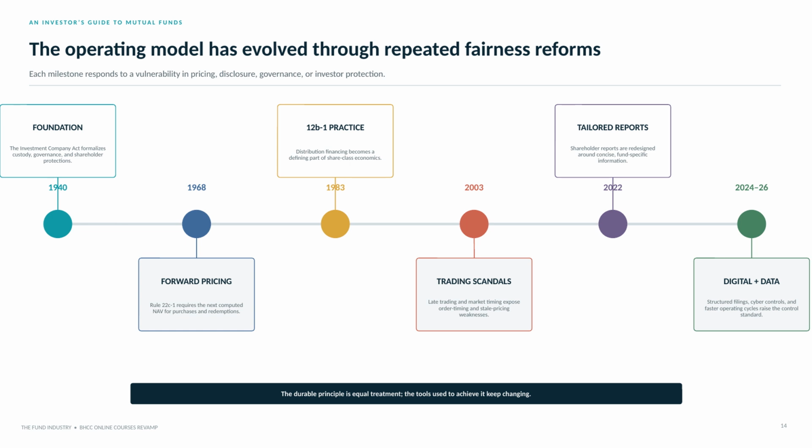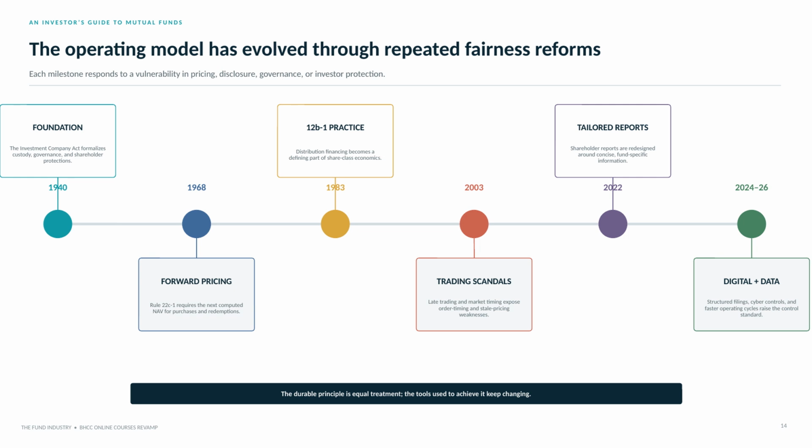Rule 22c-1 later formalized forward pricing by requiring the next computed NAV for purchases and redemptions. By the early 1980s, 12b-1 distribution financing had become an important part of share class economics. The 2003 trading scandals exposed weaknesses in order timing and stale price controls. Tailored shareholder reports adopted in 2022 aim to make fund-specific information more concise and usable. More recently, structured data, cybersecurity expectations, and faster operating cycles have raised the control standard.